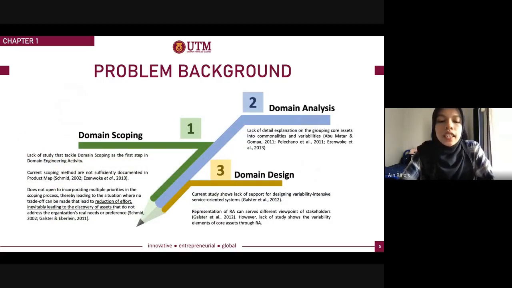Here I highlight three main problems, one for each activity, that this study aims to solve. In terms of domain scoping, there is a lack of studies that tackle domain scoping as the first step in domain engineering activity, and current scoping methods are not sufficiently documented in the product map.